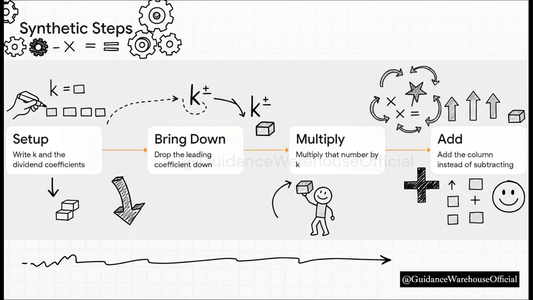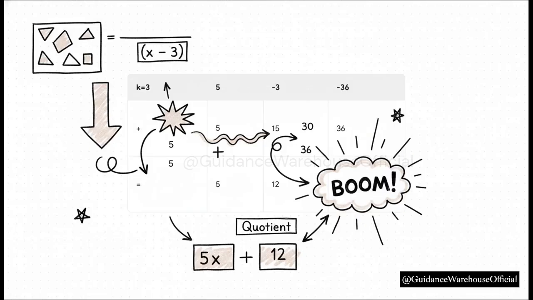We line up the coefficients of our dividend, bring down the leading number, multiply it by k, and then, honestly, this is the best part. Instead of subtracting, we simply add the column. Then we multiply and repeat the whole shebang. Let's actually watch this process in action.